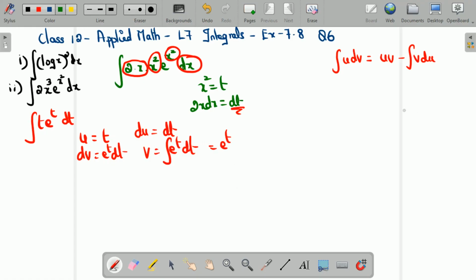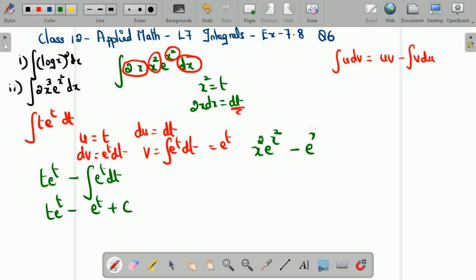Now let's substitute in this particular formula. So this is going to be u, which is t e power t, minus integral v du, so e power t dt. So this is t e power t minus e power t plus c. Now we can put back all the values of t, which is x squared. So x squared e power x squared minus e power x squared plus c. We can take the e power x squared outside. So it is (x squared minus 1) into e power x squared plus c.